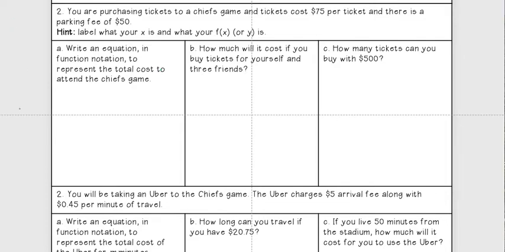So I'm going to start by labeling what my x is and what my f of x or y is. Going back to the problem, it says you're purchasing tickets to a Chiefs game. Tickets cost $75 per ticket, and there's a parking fee of $50. When I'm looking at word problems, I always look for the word per, because that normally means that is going to be a variable. And so I see per ticket, so I'm going to label that as x. So x is going to be the number of tickets.